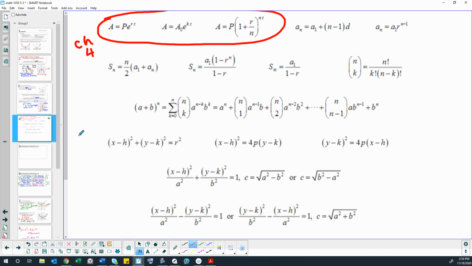Alright, so here's our chapter 5 formulas. So this is the circle formula we just talked about in section 5.2. And then these 2 formulas are our parabolas. So 5.3, so these are the parabolas. So this one is either going up or down if negative, right? And this one is right or left if negative. So those go sideways and those go up and down. So those are the formulas you're given.